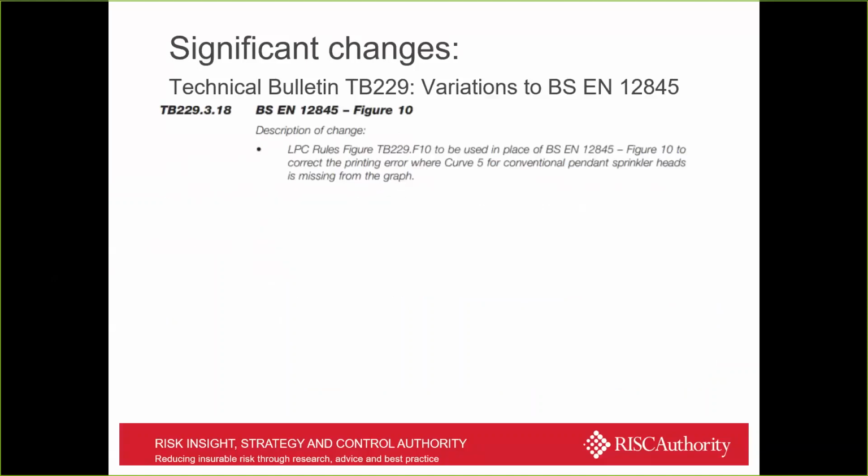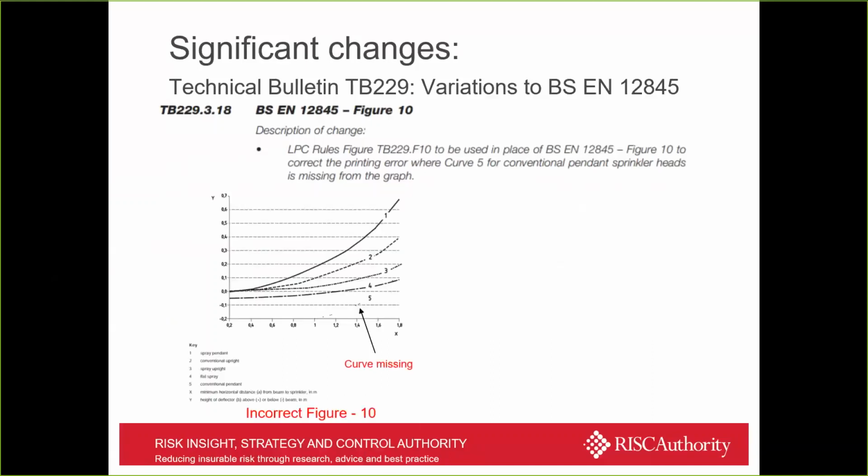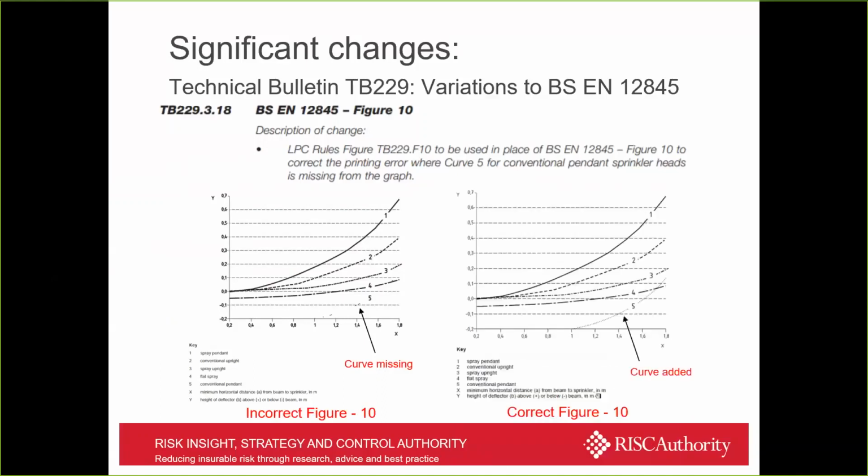Further change is just a clarification really on the curve for the beam rule under 12845. Curve number 5 was poorly produced, and obviously the BS just reproduced the EN standard as far as 12845 is concerned, so it was just poorly produced. So we've literally reproduced the curve under TB229.3.18 just to show you the shape of curve 5 and the impact on that beam rule requirement.